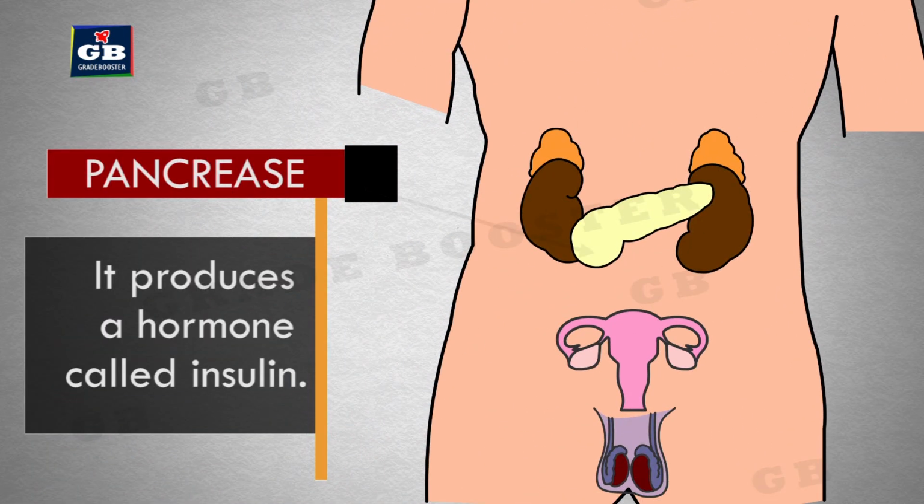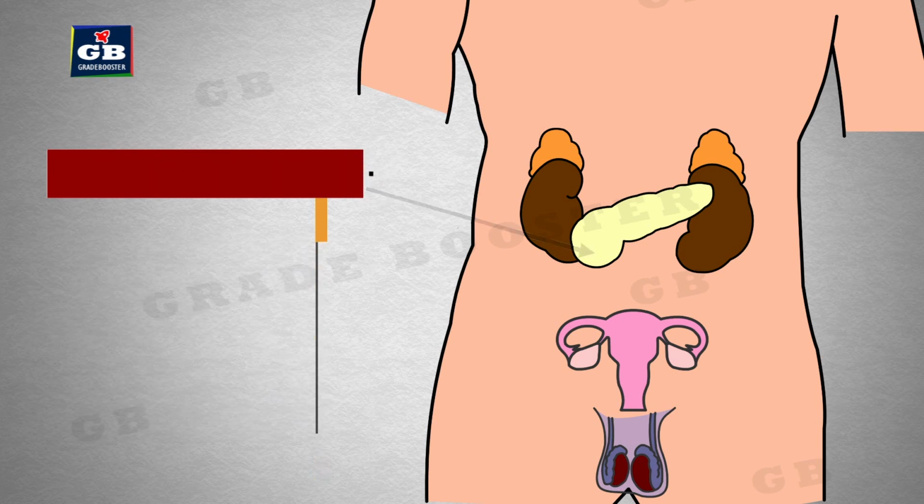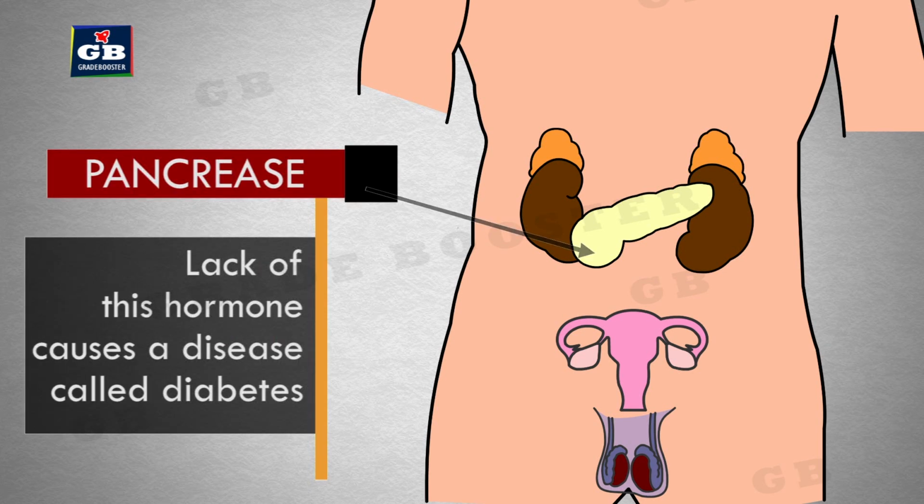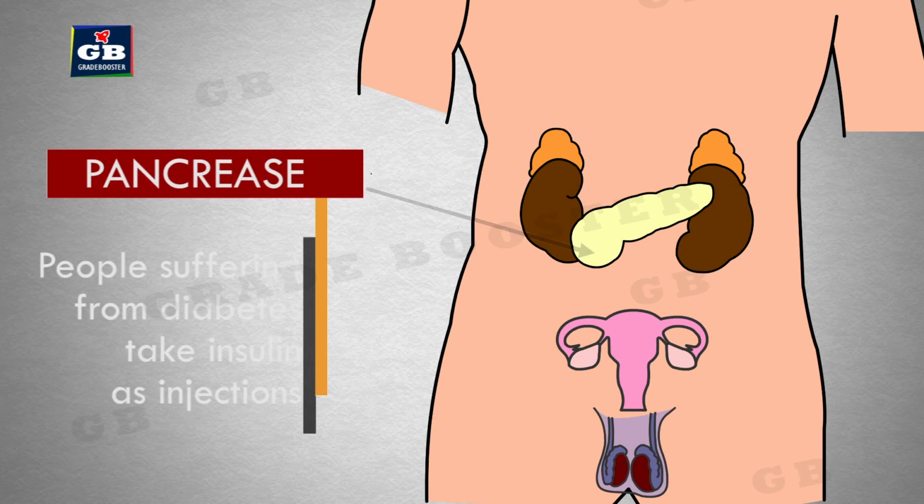This is pancreas. It produces a hormone called insulin. Insulin helps in regulating blood sugar levels. Lack of this hormone causes a disease called diabetes. People suffering from diabetes take insulin as injections.